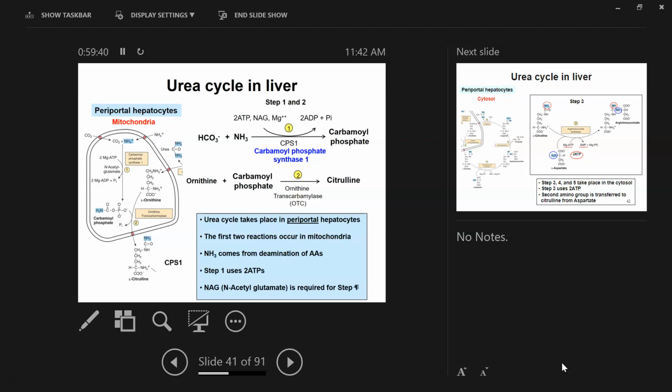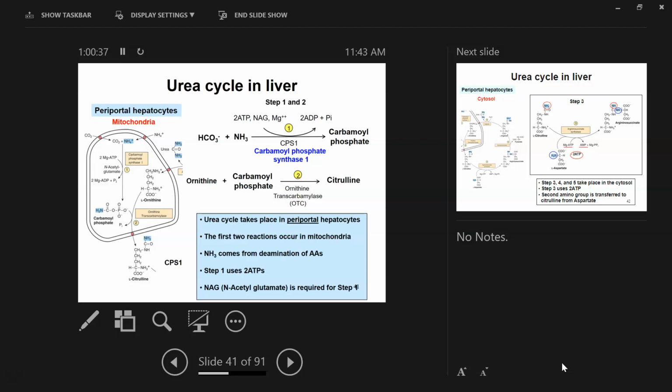And the second step, carbamoyl phosphate together with ornithine forms citrulline, right? So citrulline is generated in the second step from ornithine and carbamoyl phosphate. The enzyme for step 2 is ornithine transcarbamylase, OTC. OTC is the key enzyme for the second step. So these two enzymes are very important for the first two steps of the urea cycle in the mitochondria. The product of the first two steps is citrulline. Once it's generated in the mitochondria, it is released into the cytosol for the remaining three steps.